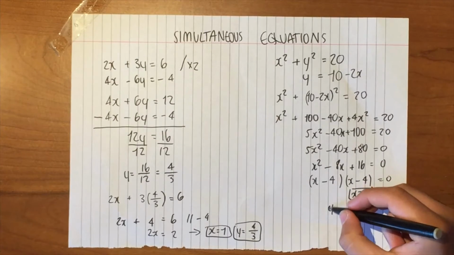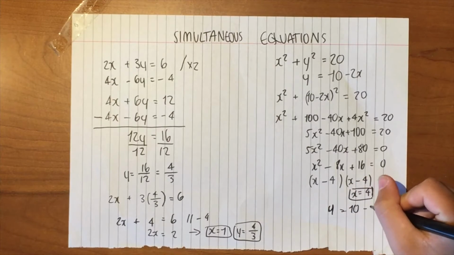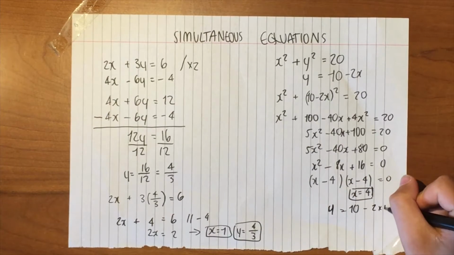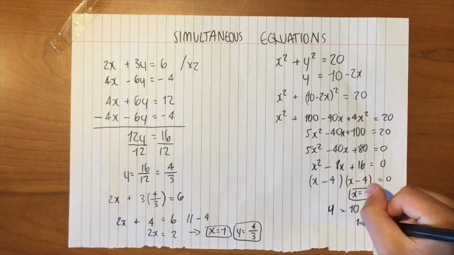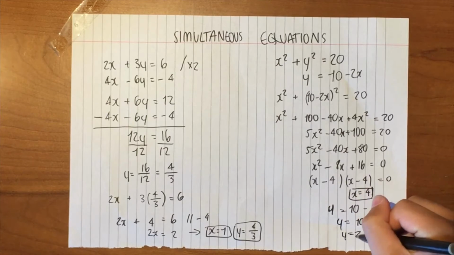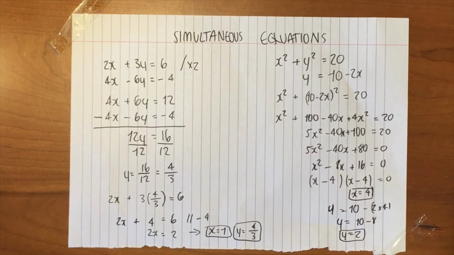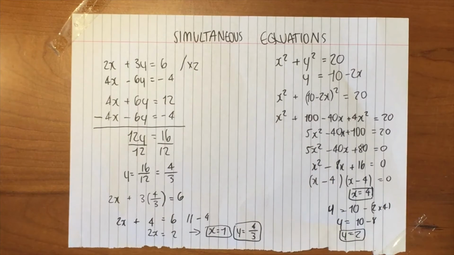Let's plug this back in. y is equal to 10 minus 2 times 4, since we know x is 4. 2 times 4 is 8. 10 minus 8 is equal to y. y is equal to 2. This is as hard as it gets with the square. I suggest that when you do have a square, you do it this way and you just substitute it back like that.